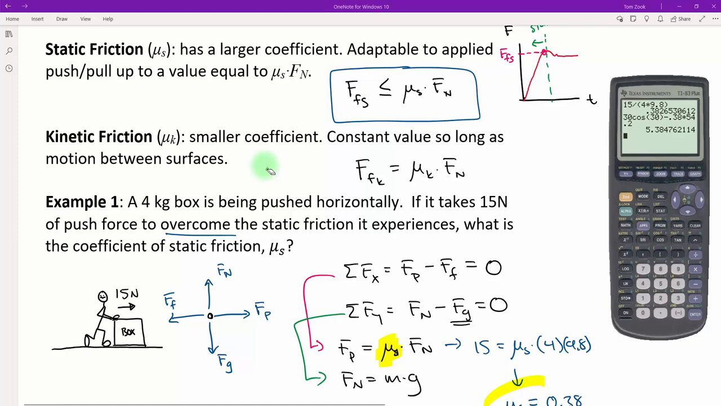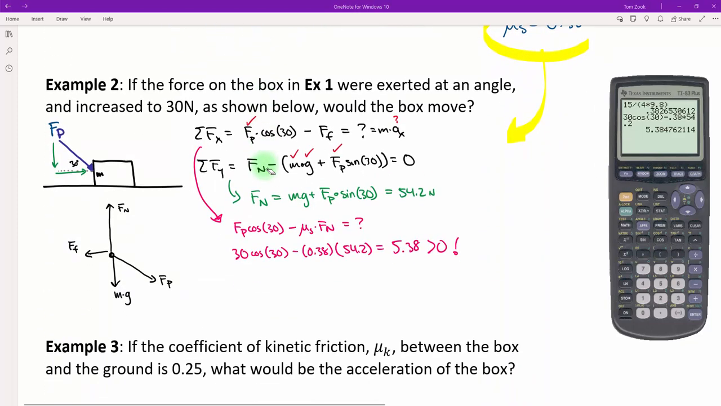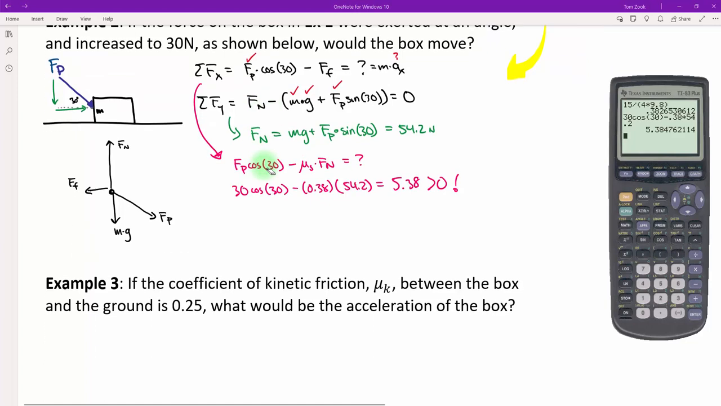So I'm sure you might be able to guess what the next question is, the last example problem. Well, what's your acceleration then? So for example 3 here, once you break static friction, you're in the kinetic zone, and the coefficient of kinetic friction between the box and the ground is 0.25. What would be the acceleration of the box?